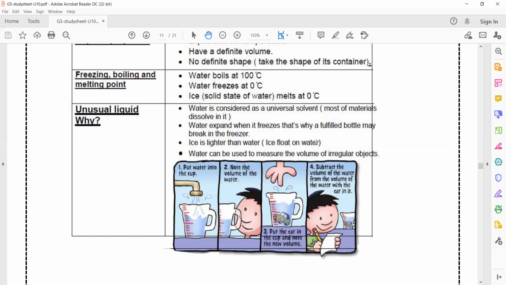Ice floats on water. Ice is lighter than the water, so ice can float on water because the volume of ice is less than the volume of water in the liquid state.